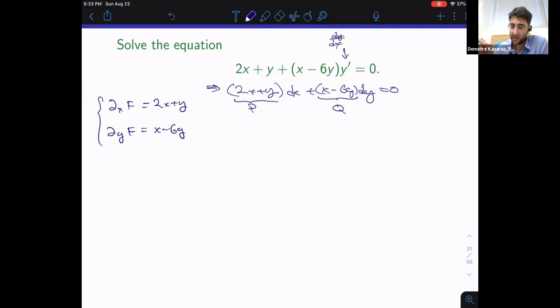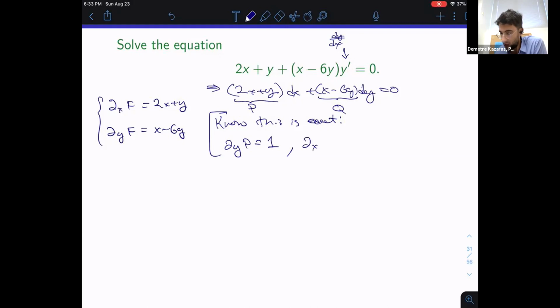Oh, by the way, I should have said this before, but we know this is exact, since if you take the y derivative, so partial y of P, that's equal to just 1. And you get the same thing when you take the x derivative of Q. Partial x of Q is also 1, because those are the only two things that depend on the other variable. Okay, so we know this is exact, so we know that the scheme we're about to embark on will work.